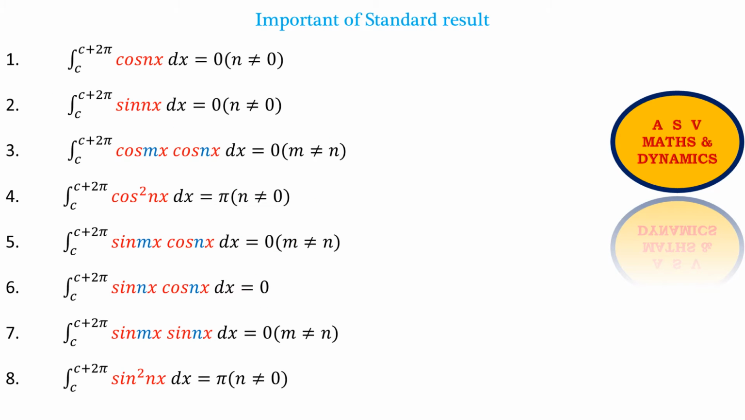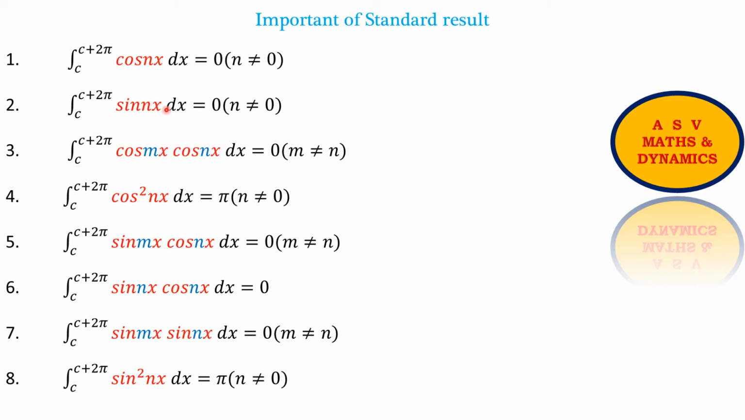Then it is an important result: for general c, the integral c to c plus 2π of cos nx dx is 0, when n does not equal 0. When n equals 0, the value is 1. But when n does not equal 0, for this limit you get the value 0. So once you see such steps in a problem, you can immediately substitute 0.